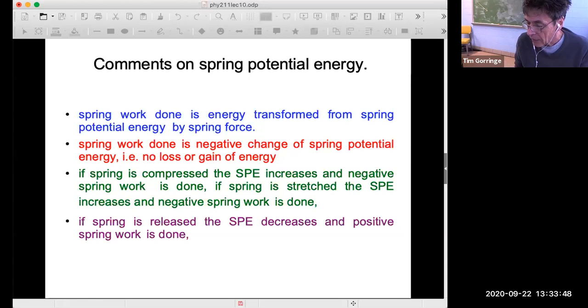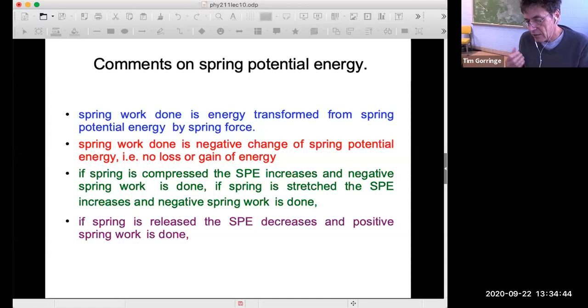Second point is that in that process, there's no loss or gain of energy. Whatever spring potential energy you take out of the spring or put into the spring, there's a corresponding amount of work that's done by the spring force. So you never lose or gain energy in this. If the spring is compressed, that increases spring potential energy. And negative spring force work is done. But also if you stretch the spring, that also increases the spring potential energy. It stores more spring potential energy, and negative spring work is done. If you release a compressed spring or you release a stretched spring, in that case, positive spring force work is done and the spring potential energy decreases.